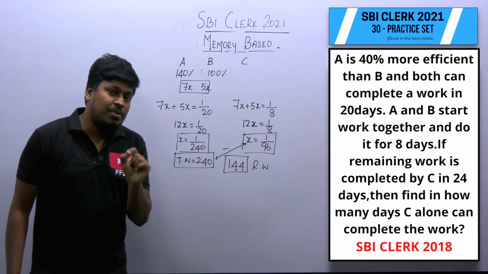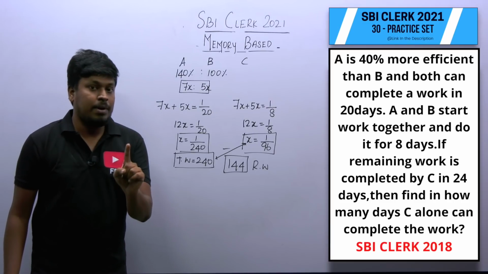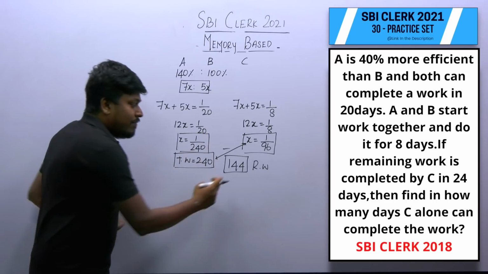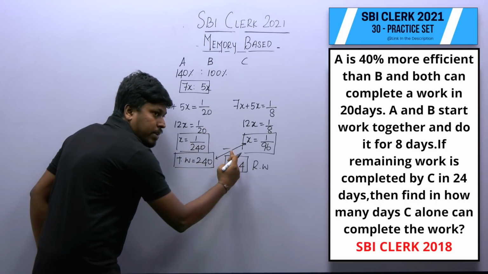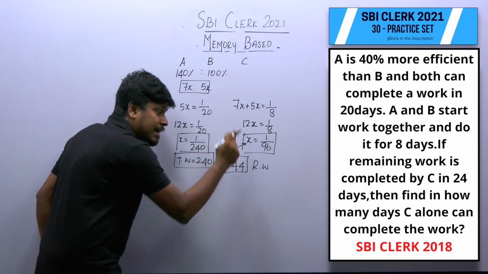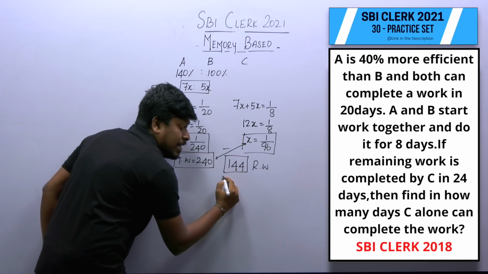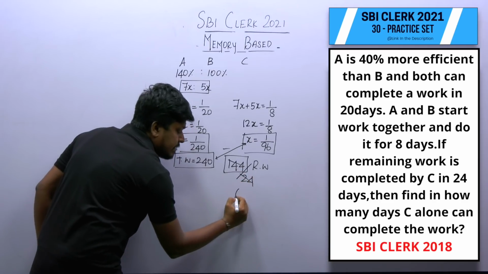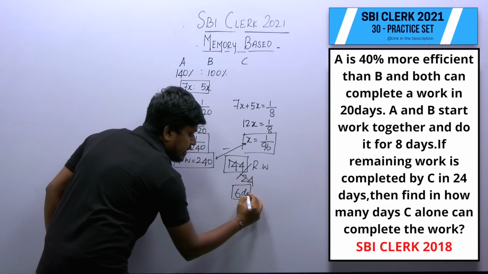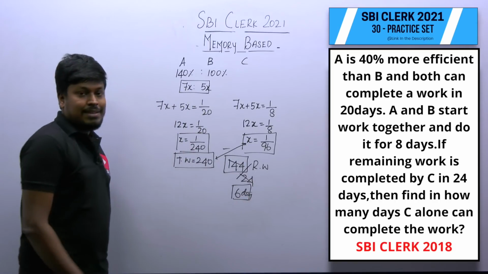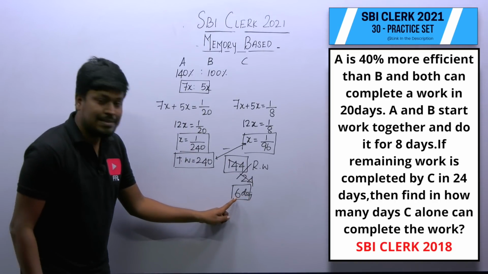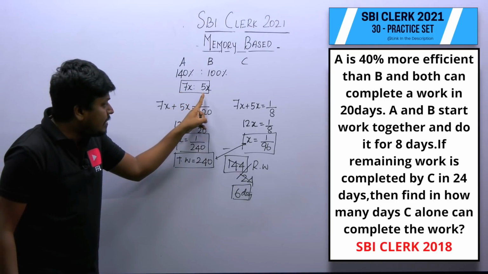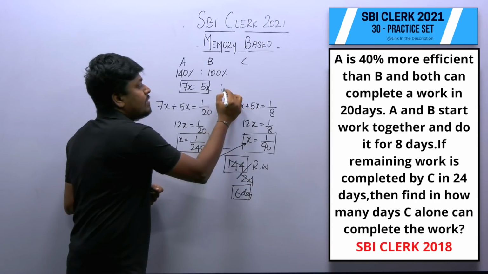Now according to the question, the remaining work was completed by C in 24 days. We know the remaining work is 144, and C completed it in 24 days. So divide by 24, the result will be 6. So we can say that C's efficiency is 6. A's efficiency is 7, B's efficiency is 5, and C's efficiency is 6.